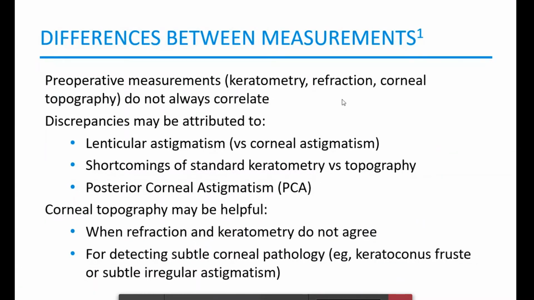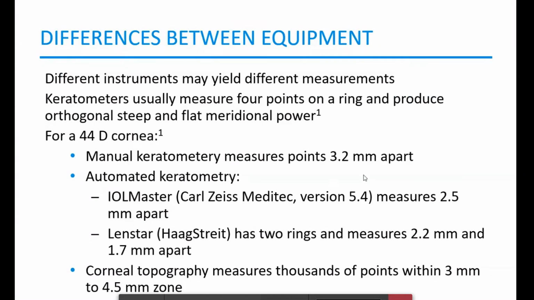Preoperative measurements of keratometry and topography, different kinds of keratometry in fact, do not always correlate, because different brands of keratometry have a different area of measurement. Also, topography is not measuring the central power, as I mentioned; it is measuring the peripheral power and then extrapolating that information to the center. Usually manual keratometry measures 3.2 millimeters of the central cornea. Automated keratometry measures a little bit smaller area. For example, the IOL Master or even the autorefractors usually measure 2.5 millimeters, and the Lenstar measures even lower, with two areas of measurement, 2.2 millimeters and 1.7 millimeters.